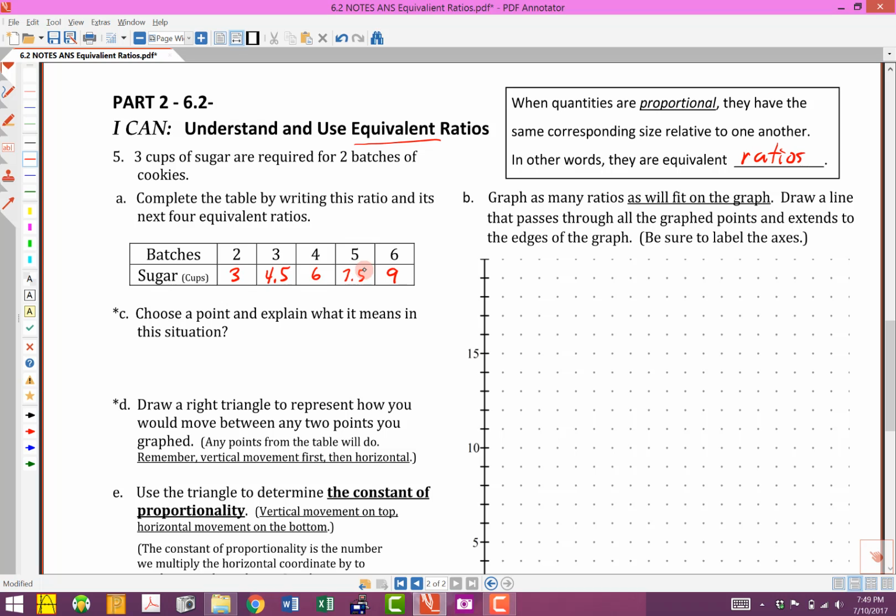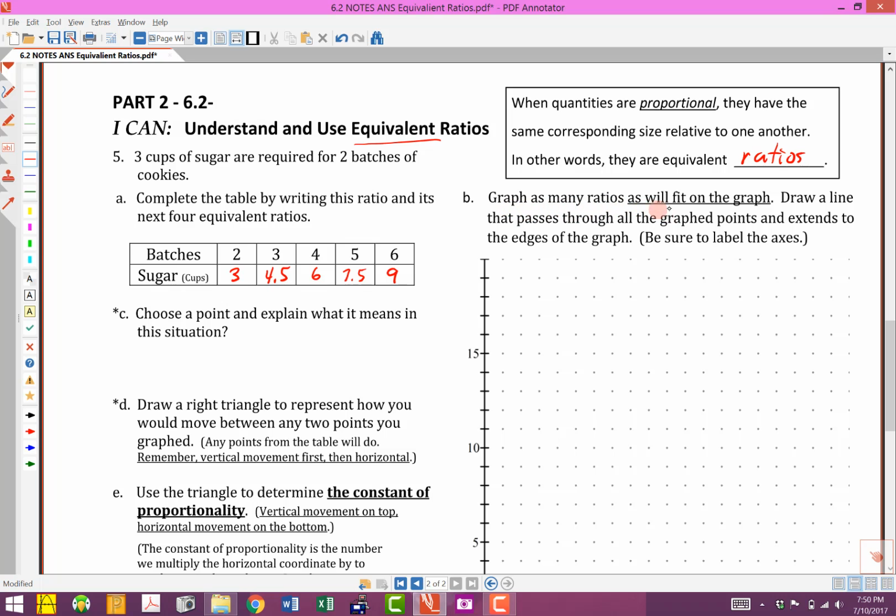So what I'd like you to take a look at right now is that we're adding one more batch each time. What we're adding here is another 1.5 cups of sugar, another 1.5 cups of sugar, another 1.5 cups of sugar, and another 1.5 cups of sugar. So we're going to take a look at this in kind of a graphic way. We're going to draw a picture of this like we did on the other one.